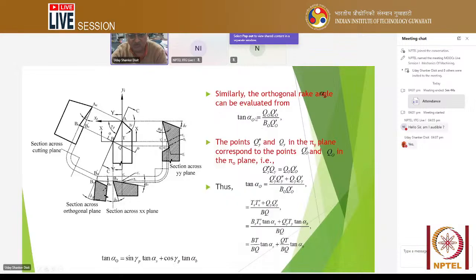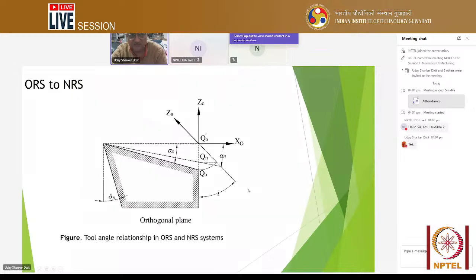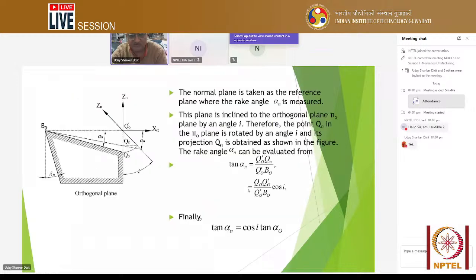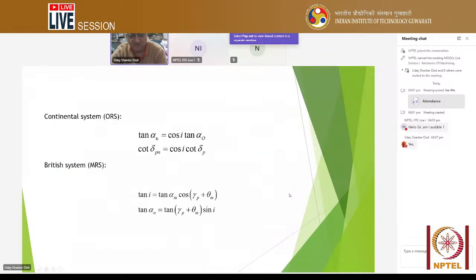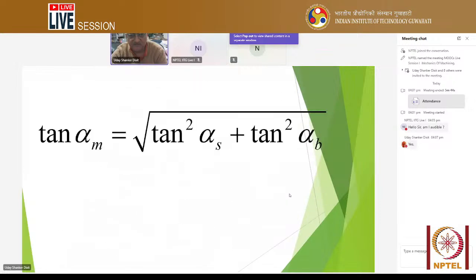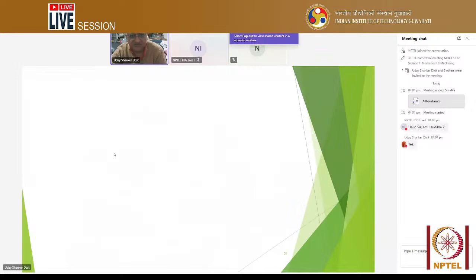So this is about how the orthogonal rake angle is related to normal rake angle, ORS to NRS. tan alpha n is equal to cos I tan alpha o. Then for tan alpha m, maximum rake angle, tan alpha m will be under root of tan square alpha s, side rake angle, plus tan square alpha b, back rake angle. Alpha b means back rake angle. So this type of things are there.